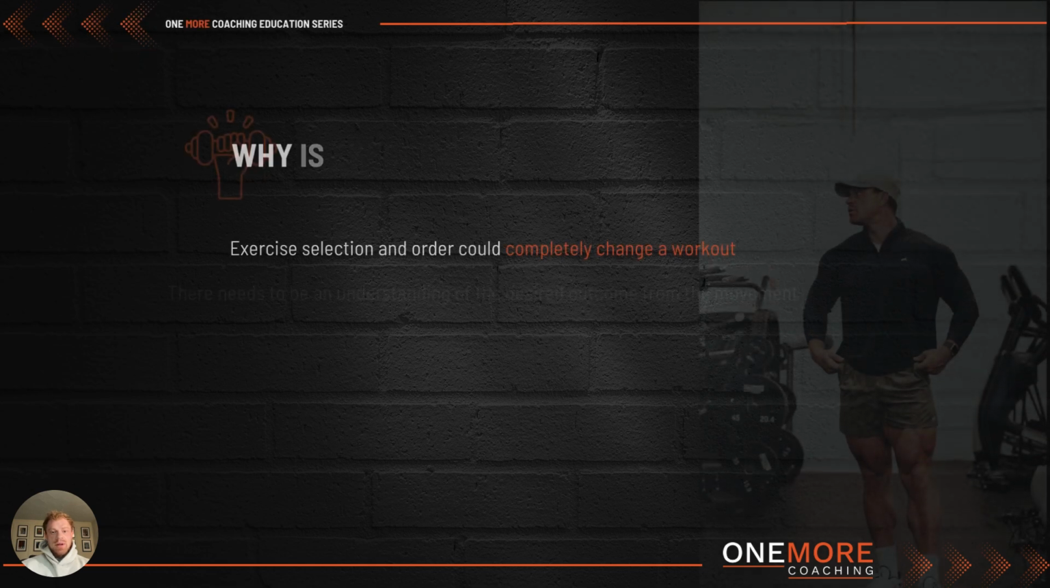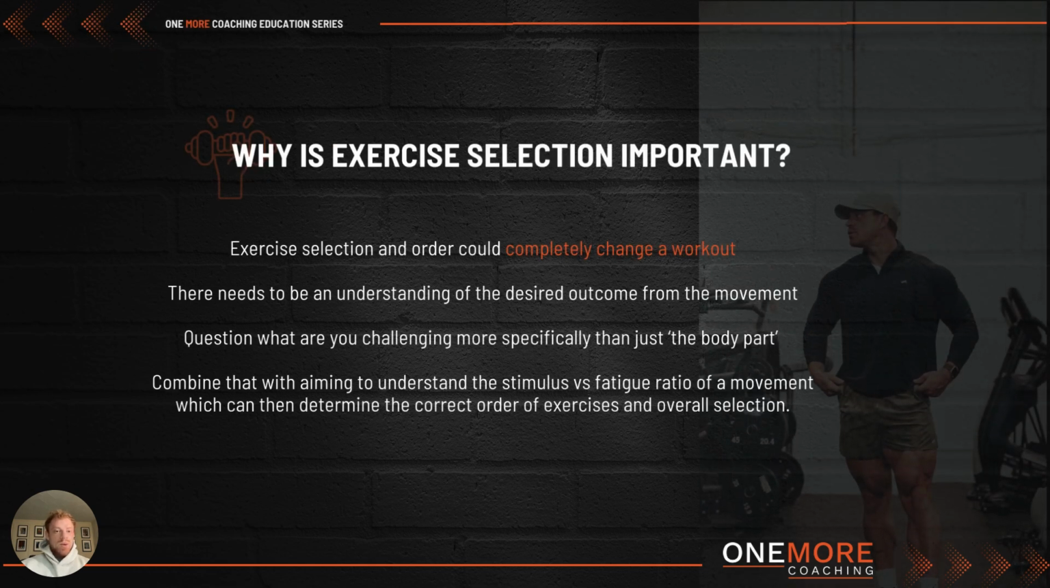So number one, slide two. Why is exercise selection important? So exercise selection is important, and the order could completely change the workout. If you did deadlifts and then squats, you'll be wrecked for the rest of the session, which is why we don't do it like that. If you do hamstrings, glutes, quads, and then go squat, you're going to have an impact on that. So it's important to understand how those are affected, which means that you need to understand the desired outcome from the movement. Like, what are you trying to achieve from that movement?